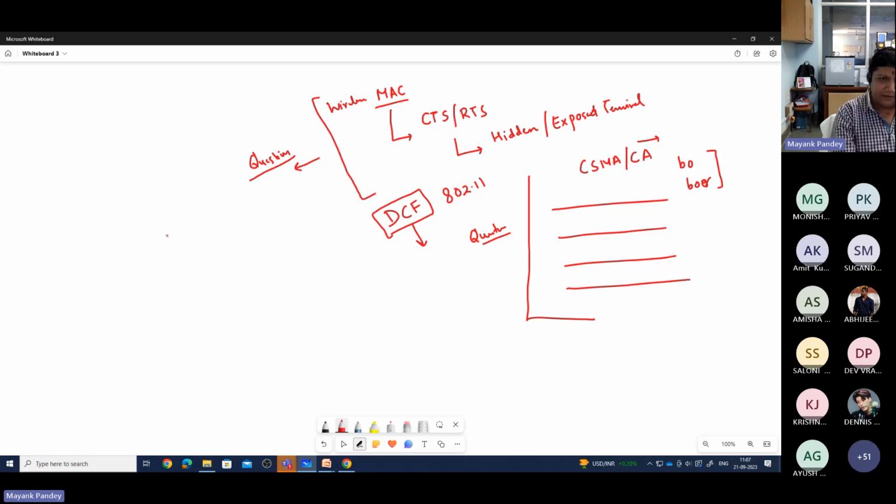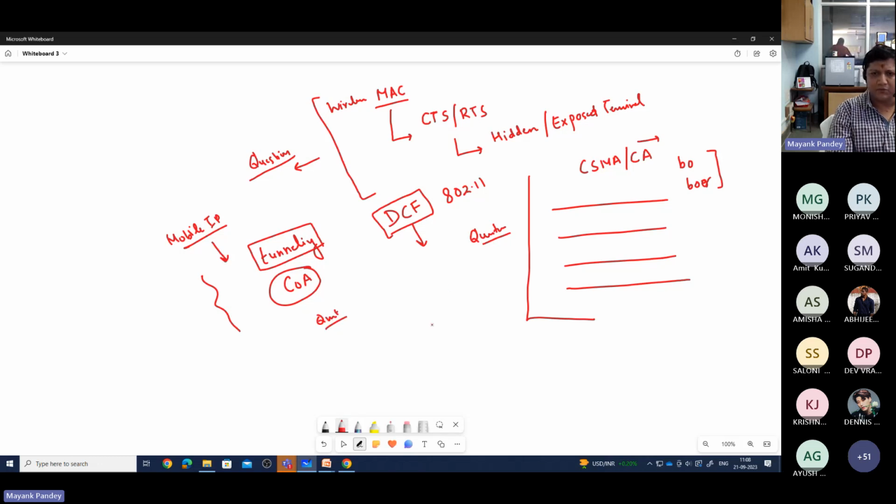Then we have seen mobile IP. In mobile IP, we have three processes: agent discovery, registration, and data transfer. And we use tunneling in that, using the care-of address. You can expect one question on this. And there may be some general purpose questions also.